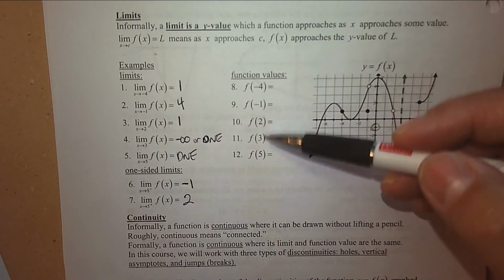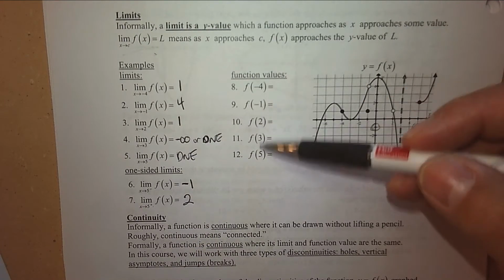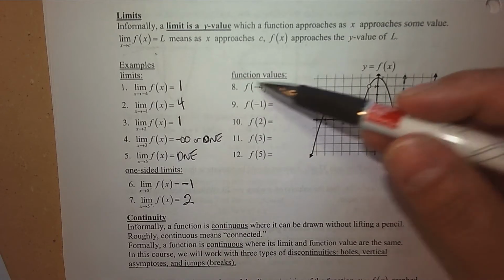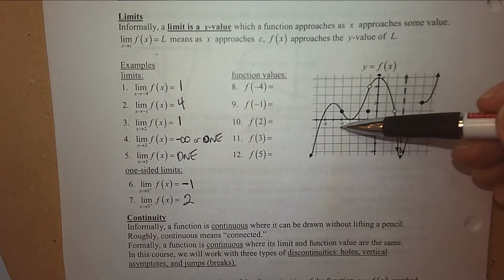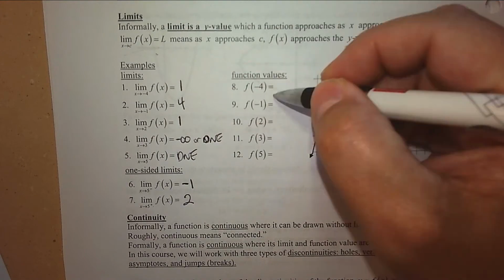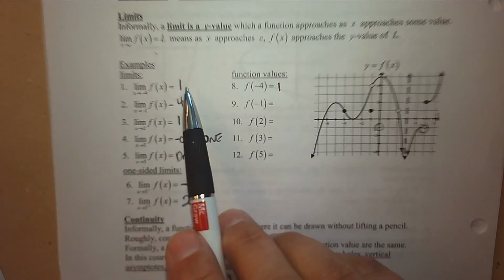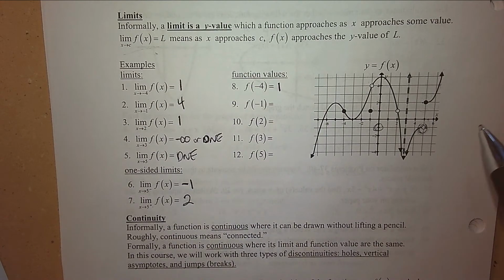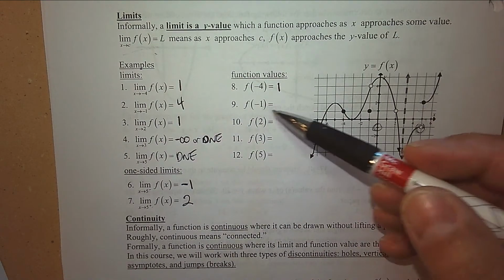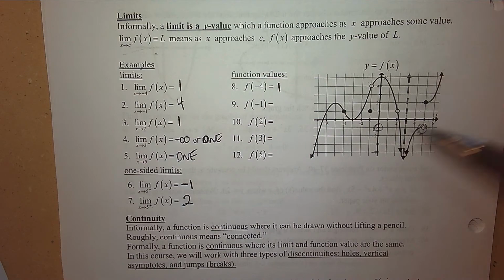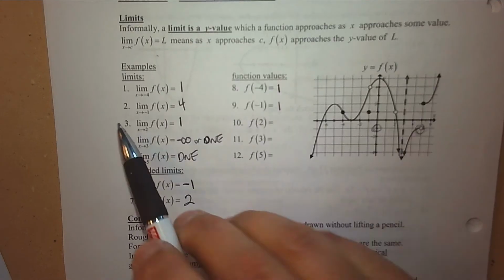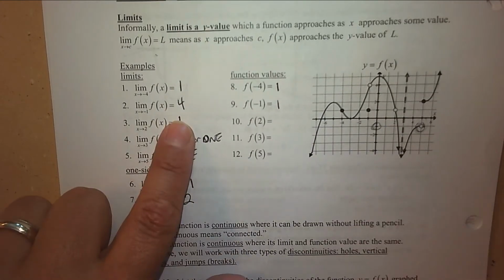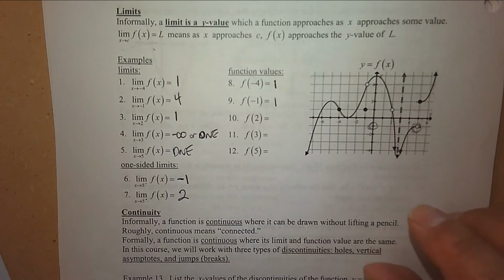Function values, 8 to 12, are not limits. What's the value of the function at -4? So at -4, what's the value? Because the limit and the function value agree, it means it's continuous, right? At -1, the function value, do they agree, 2 and 9? No, that means it is not continuous. The limit exists, but the function is not continuous.